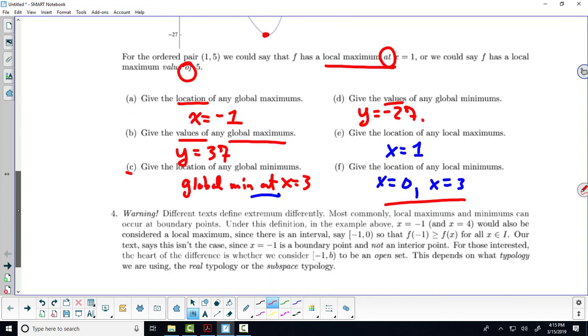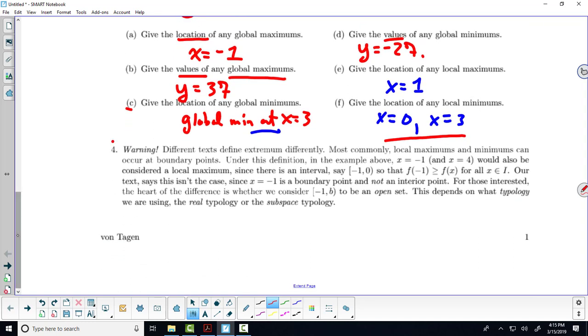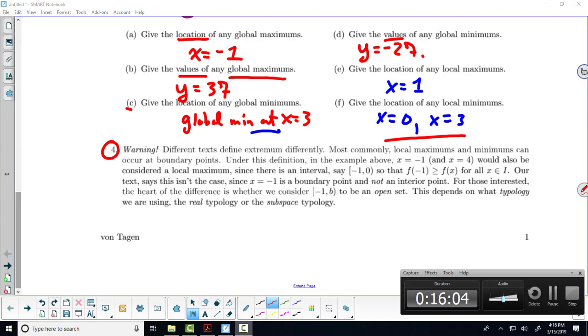Okay. For those of you that are interested, there's a nice little point here that describes how different textbooks might choose to define their local and global extrema, and you can read through that if you wish. And if you're ever interested in that, feel free to come by and we'll discuss it.